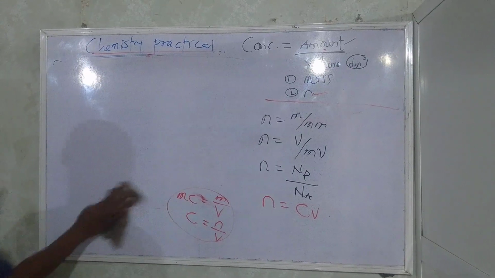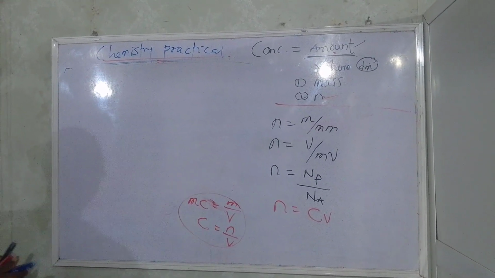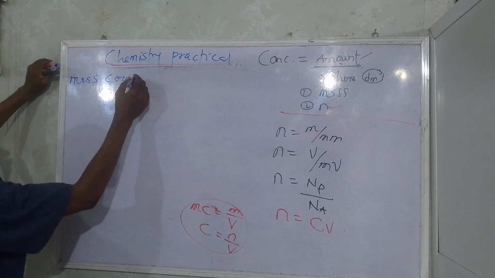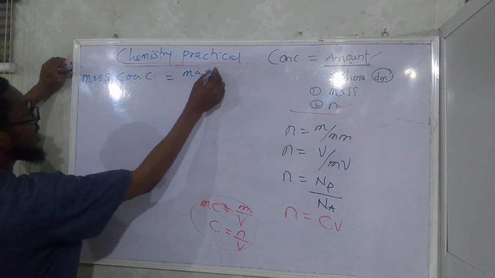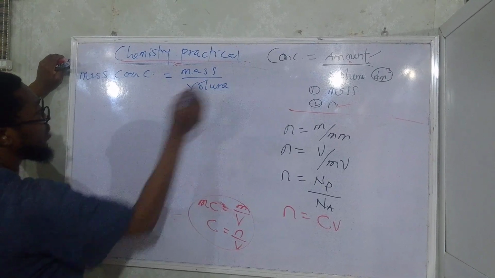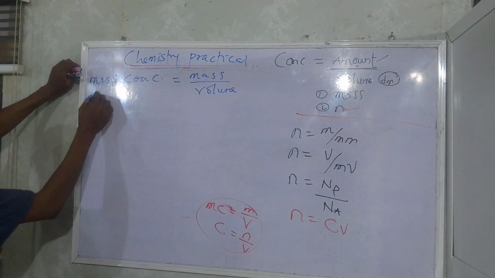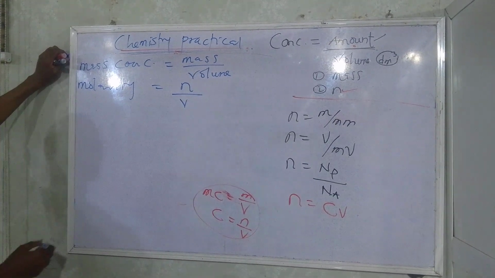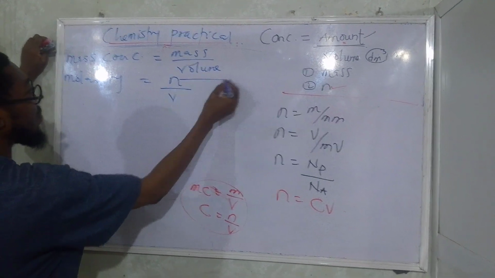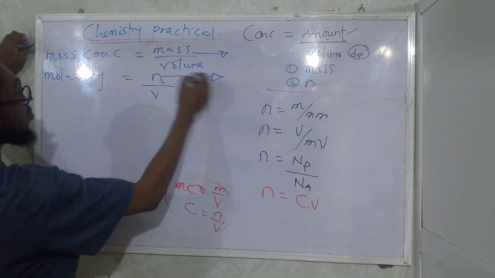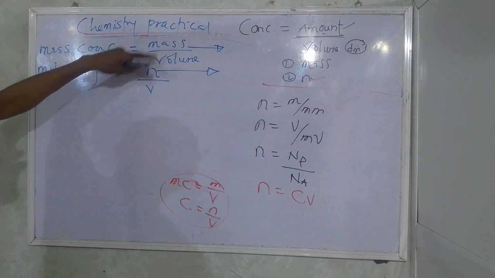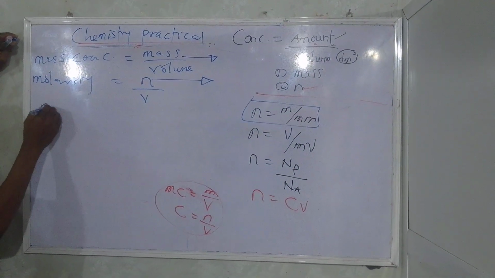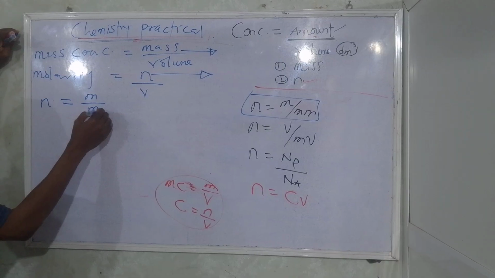Let me quickly remind you how we come across the formula. We say mass concentration equals mass divided by volume, right? While molarity equals number of mole divided by volume. The only difference here is the amount, which is mass and number of mole. Now, what relates mass and number of mole? That is number of mole equals mass over molar mass.